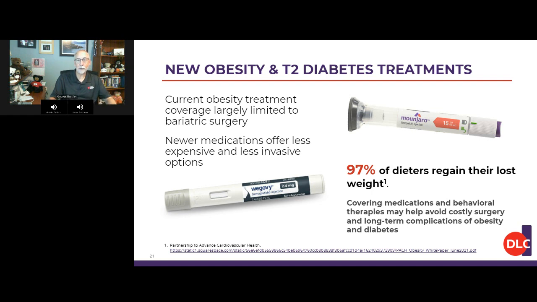97% of dieters regain their lost weight. Obesity is a disease. We're going to touch a little bit on it as we go here, but let's talk about it for a second. Obesity is a disease, and just like diabetes, it has complications, and the long-term complications of obesity are as bad or worse than the long-term complications of diabetes. You're looking at cancer, heart attack, stroke, a lot of the things that are happening in diabetes happen in obesity. They are all linked.